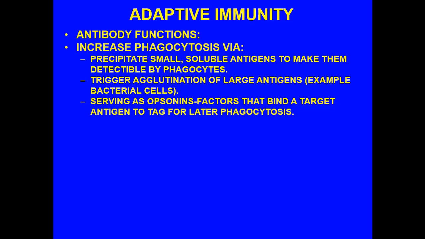Keep in mind something. With even just these simple IgG antibodies, you've got two binding sites. That means literally that Y-shaped structure, you could have an attachment to one bacteria and then to a separate nearby bacteria. Two binding sites, each site bound to a different bacteria cell or virus or anything else. They will also serve as opsonins. These are factors that bind a target antigen to tag it for later phagocytosis.